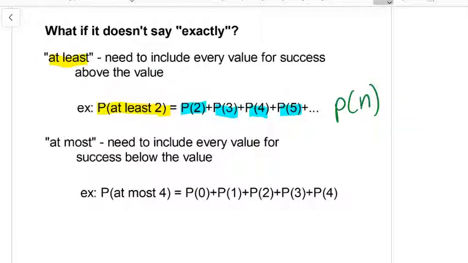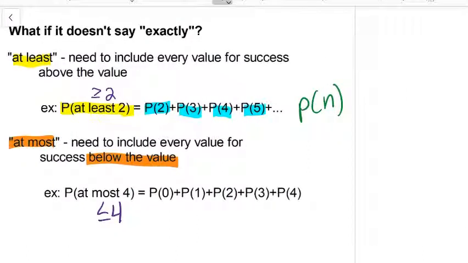Then there's the probability of at most, and at most needs to include every value below that value, because at least means greater than or equal to 2, and at most means less than or equal to 4. So at most you would go 0, 1, 2, 3, 4. You would find each individual probability and add them up.